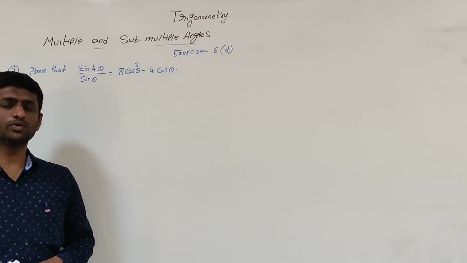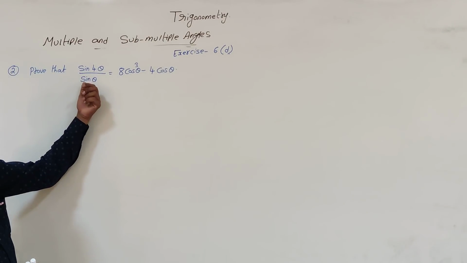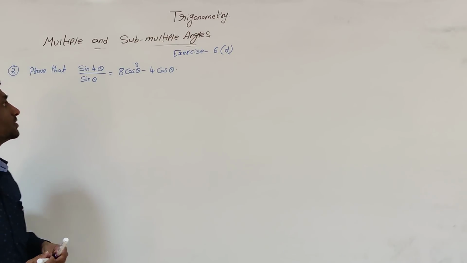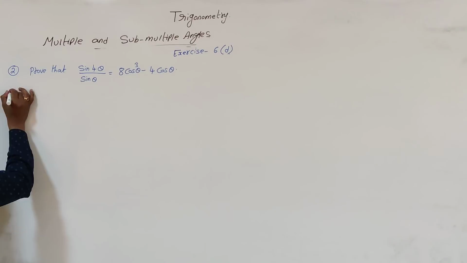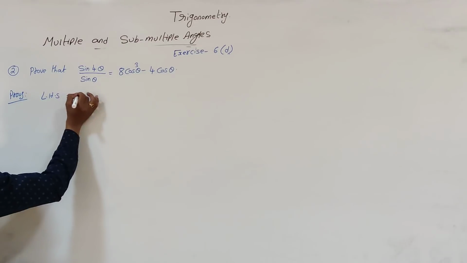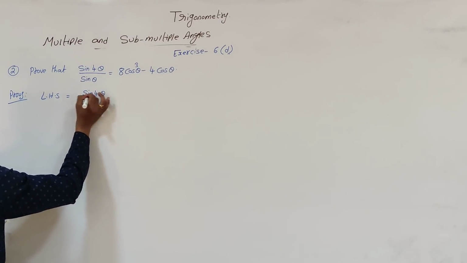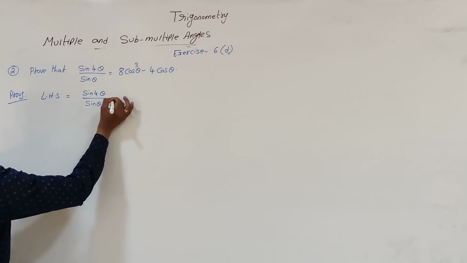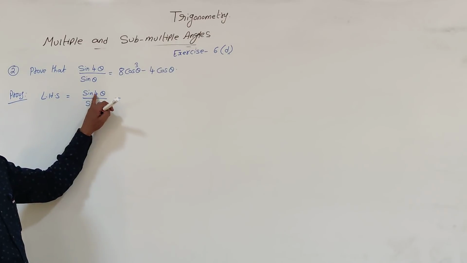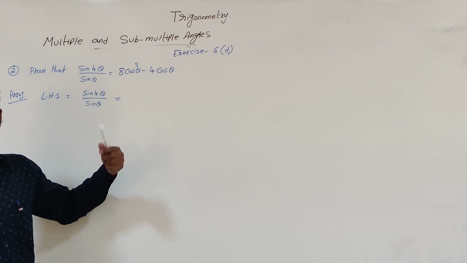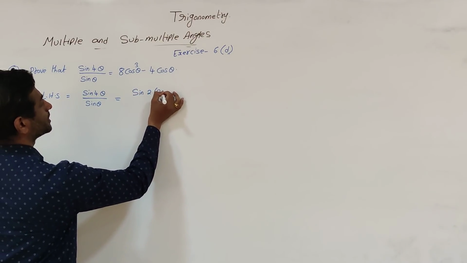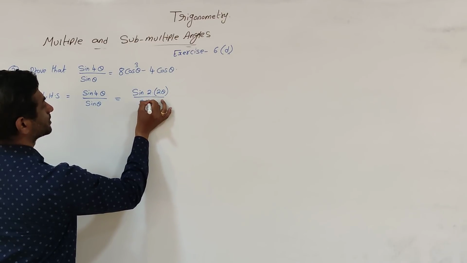The problem is prove that sin of 4 theta by sin theta is equal to 8 cos cube theta minus 4 cos theta. So we'll take the LHS and we'll prove the RHS. LHS: sin 4 theta by sin theta. We don't know directly what is 4 theta, so we can write 4 theta as 2 times 2 theta. Means sin of 2 into 2 theta by sin theta.